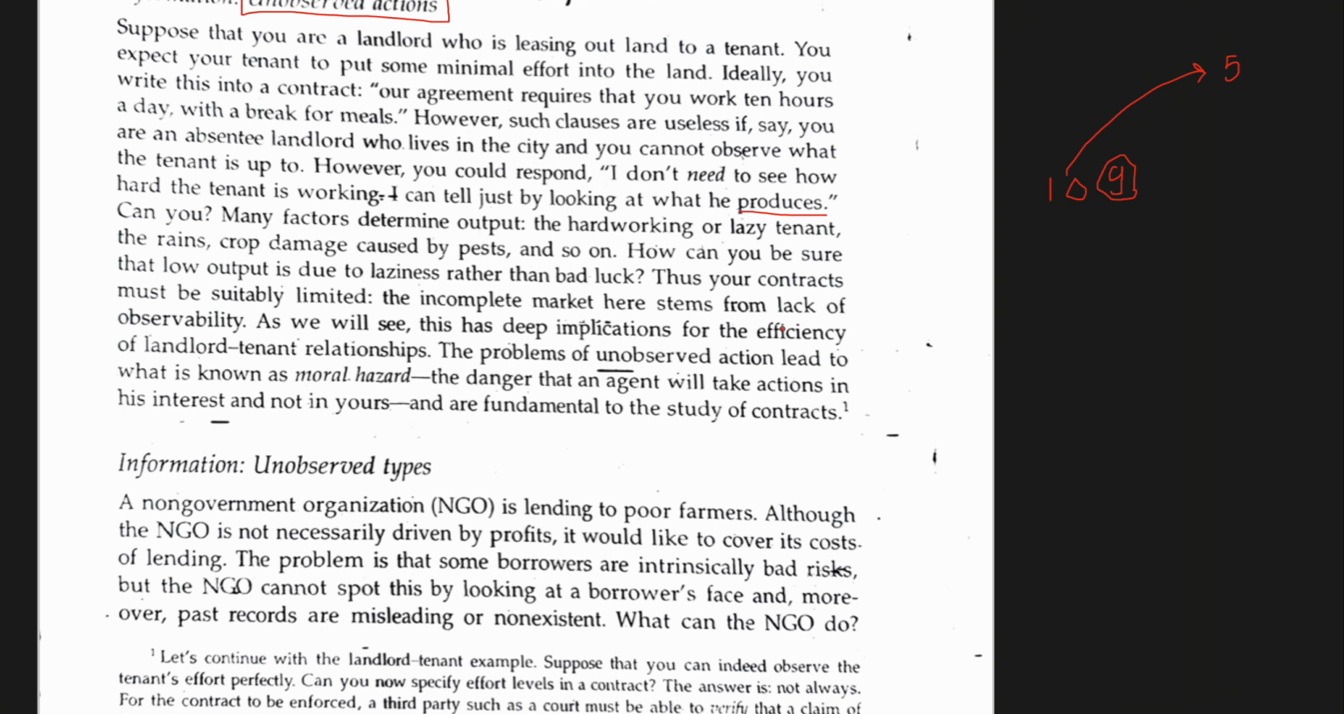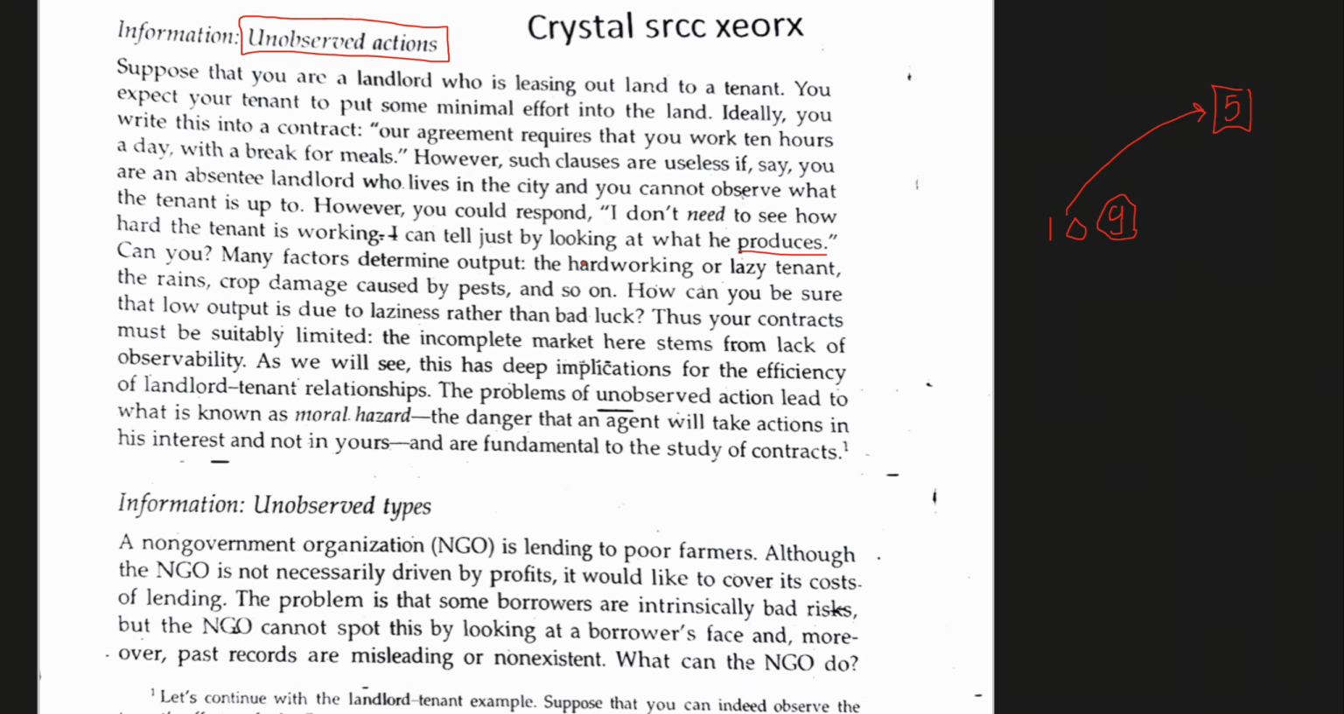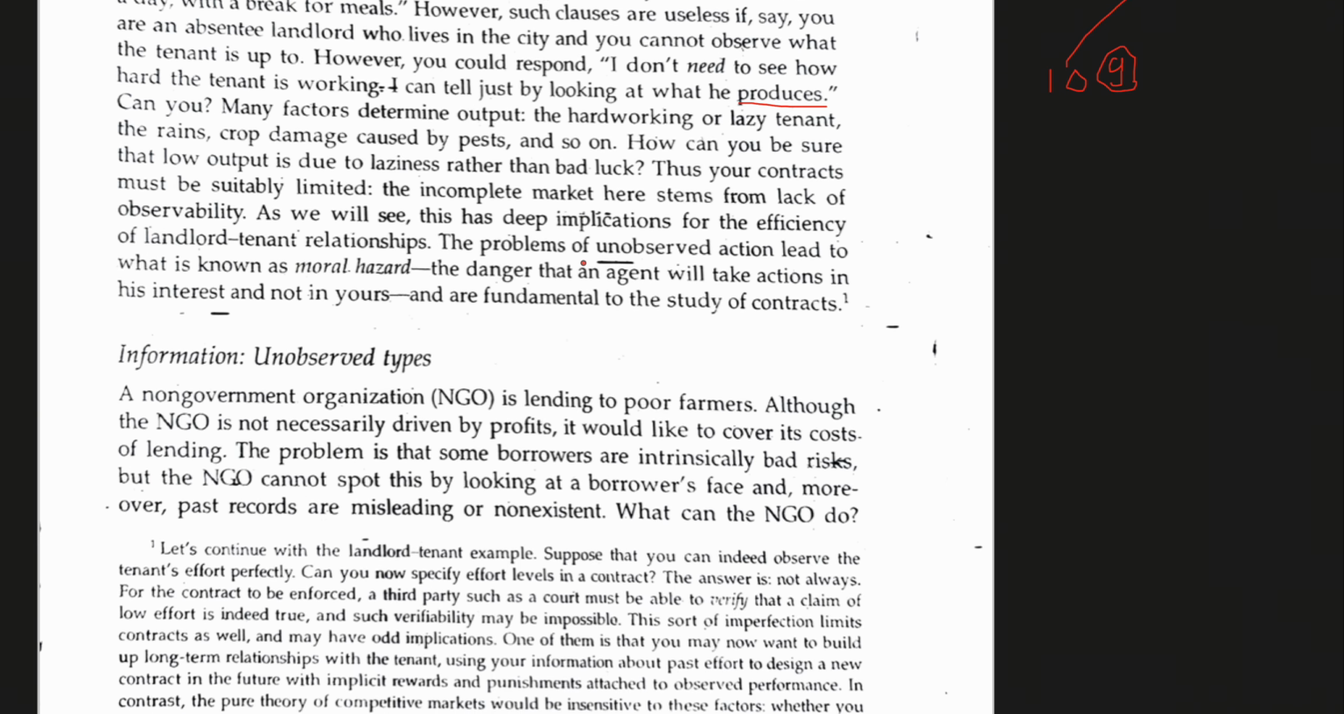Many factors determine output. The hardworking or lazy tenant, the rains, crop damage caused by pests, and so on. How can you be sure that low output is due to laziness rather than bad luck? So, in such a case, a fact which comes into the picture is that you can't know about crop damage or pests or whatever, which does not imply that the tenant was lazy; rather all of these things were unavoidable. Thus, your contracts must be suitably limited.